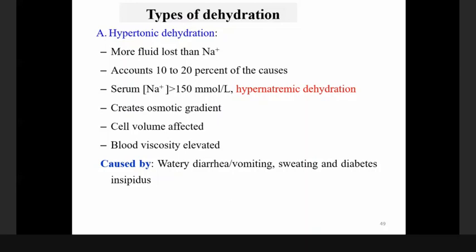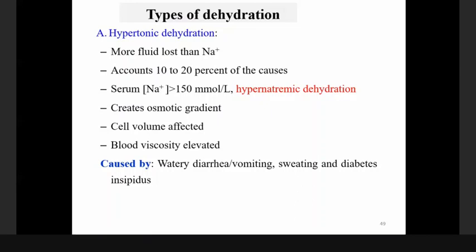I think you know hypertonic, hypotonic, and isotonic solution. I think you know this one in your biology, mainly. And it accounts for 10 to 20% of the cases. So if the subject loses more water than sodium, sodium concentration is increased, and it may be greater than 150 millimole per liter. So when sodium in a liter of blood is greater than 145, it's called hypernatremia, when sodium in your blood is in excess.